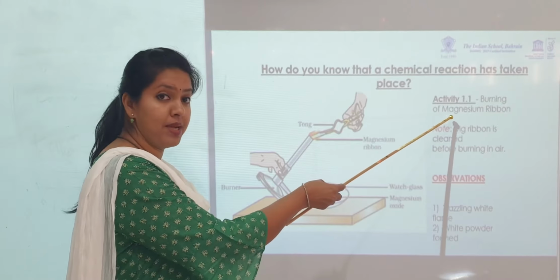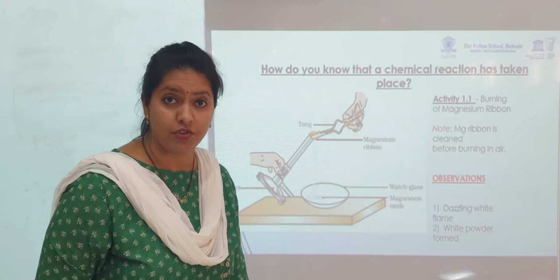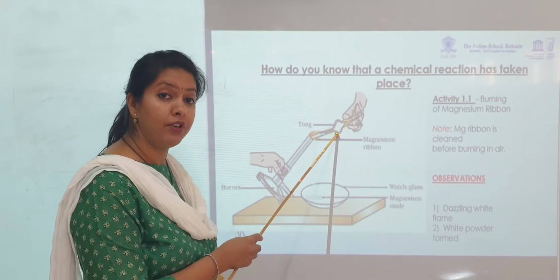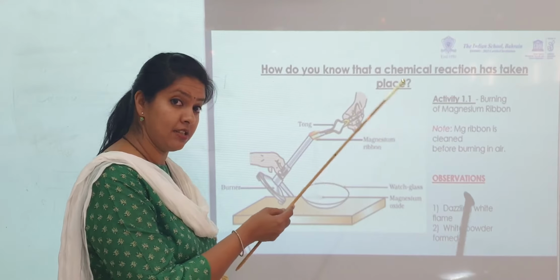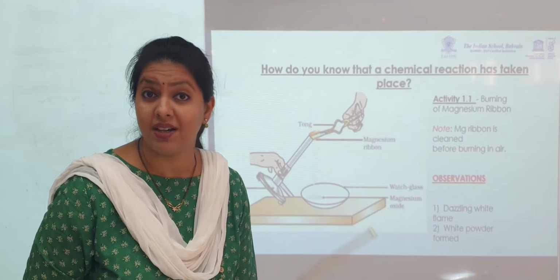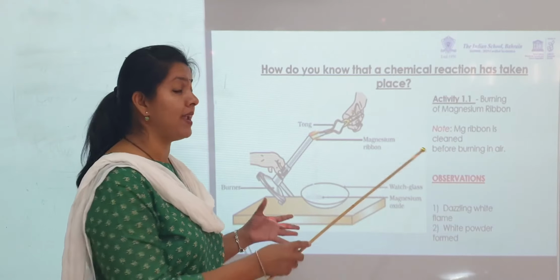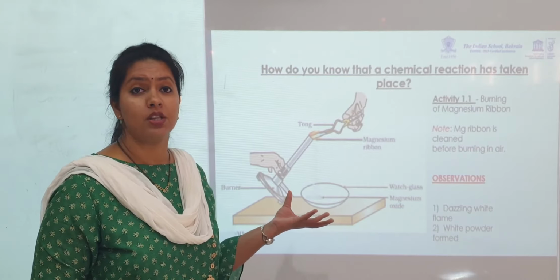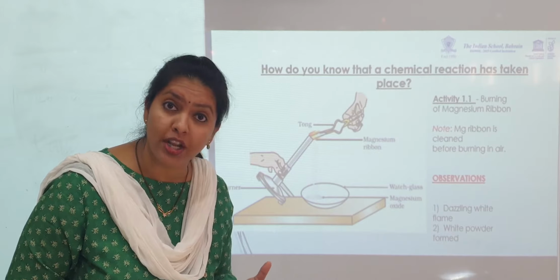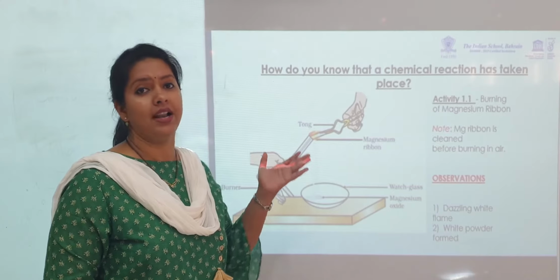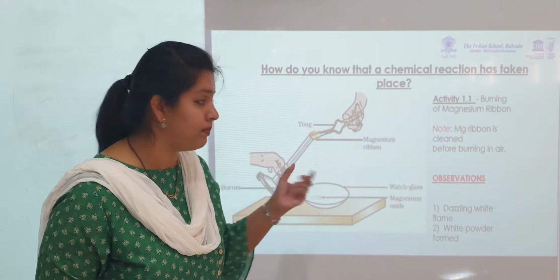Magnesium is a reactive metal. It comes in the form of ribbons or strips. You have to heat it in a flame, holding it with the help of tongs. But before that, children, note this, you have to clean the magnesium ribbon before burning in air. That's because magnesium, being a very reactive metal, reacts with oxygen in the atmosphere and gets a white coating of magnesium oxide on its surface. You need to clear it off, or else it hinders the process of burning.